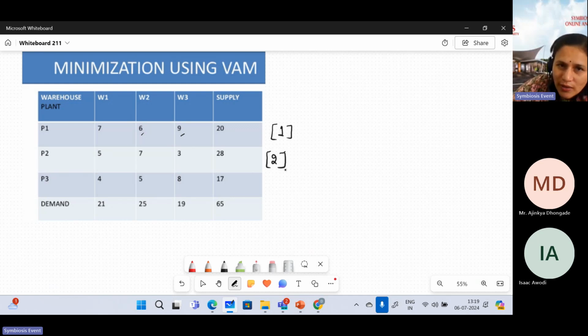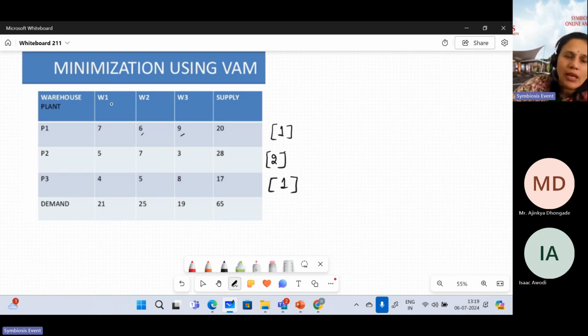So what this penalty is indicating: if I made a decision to take this 7, but actually it should be 6, I am paying an extra of 1. So that extra of 1 is my penalty. Here we will have 5 and 4, penalties of 1.